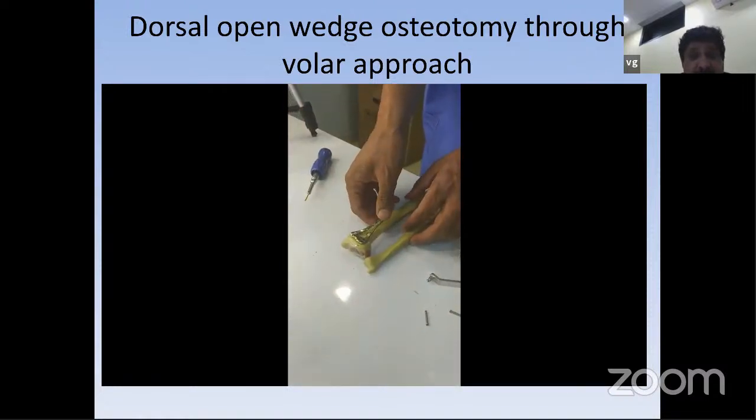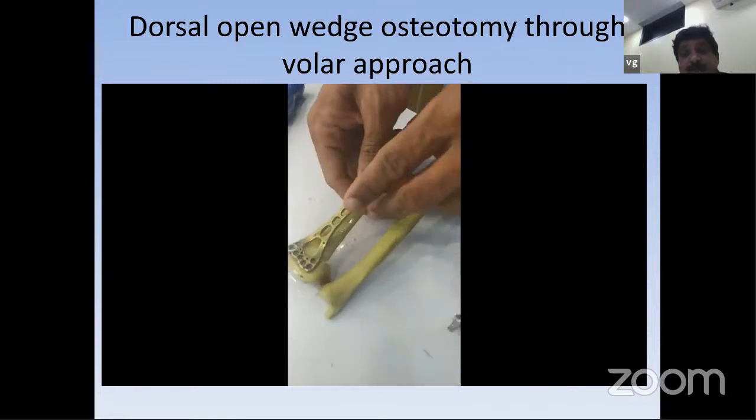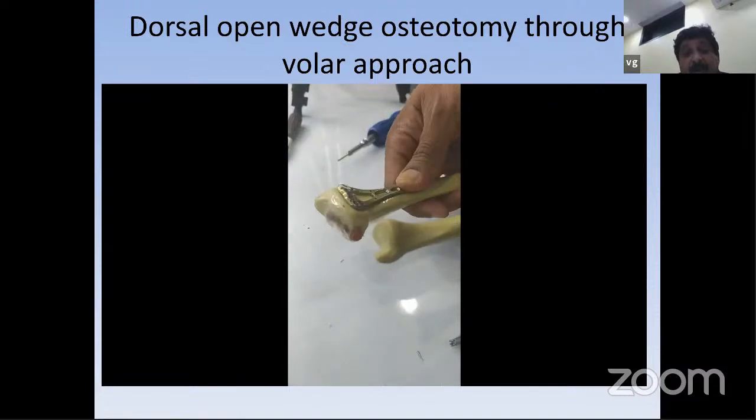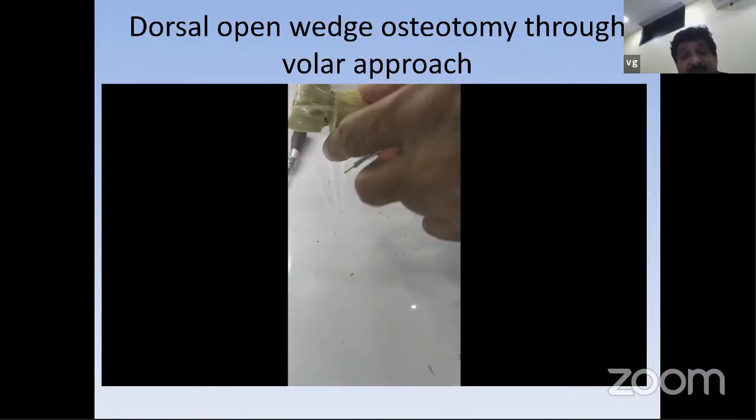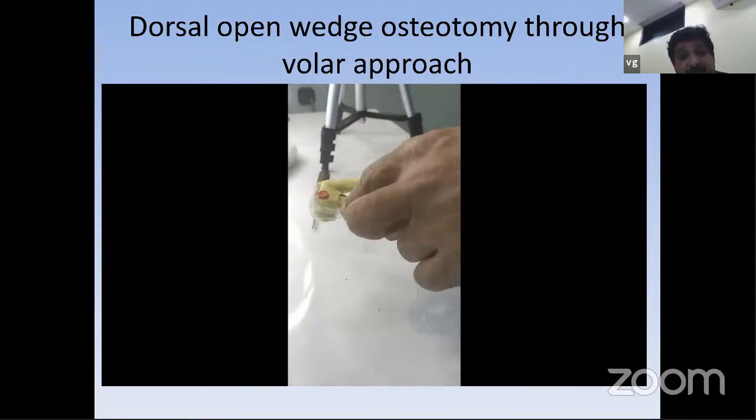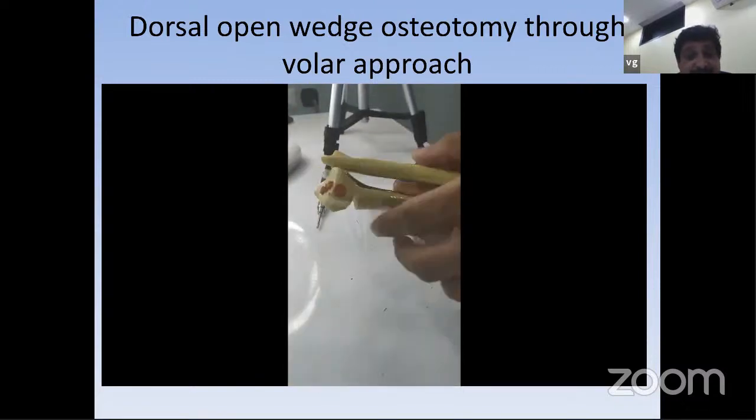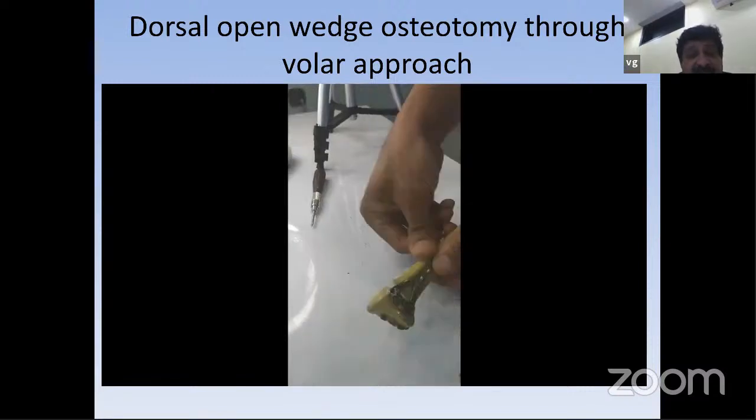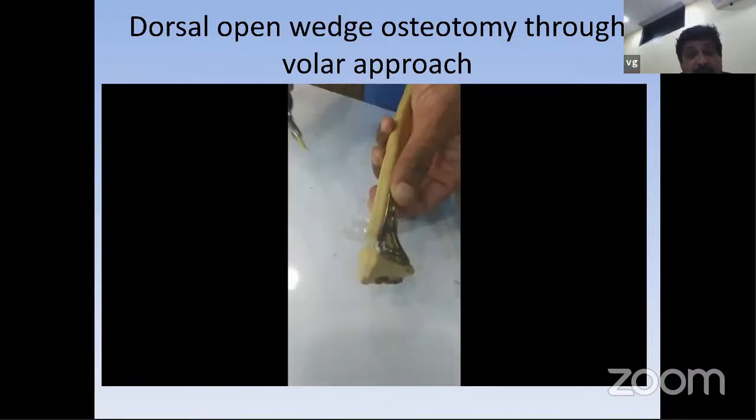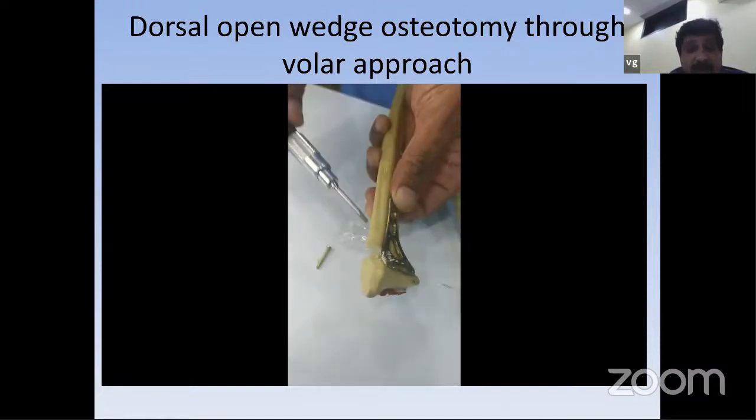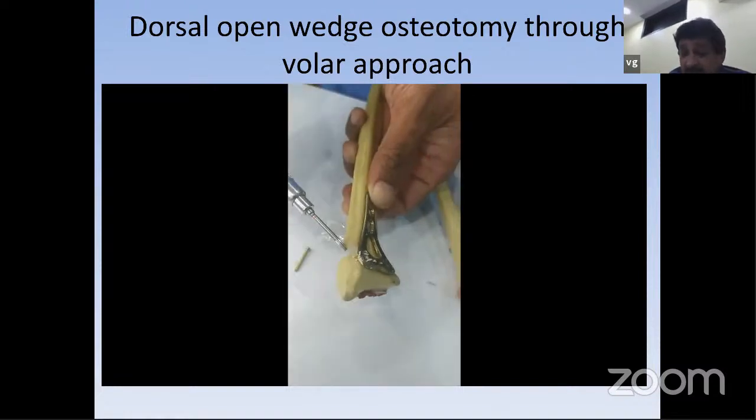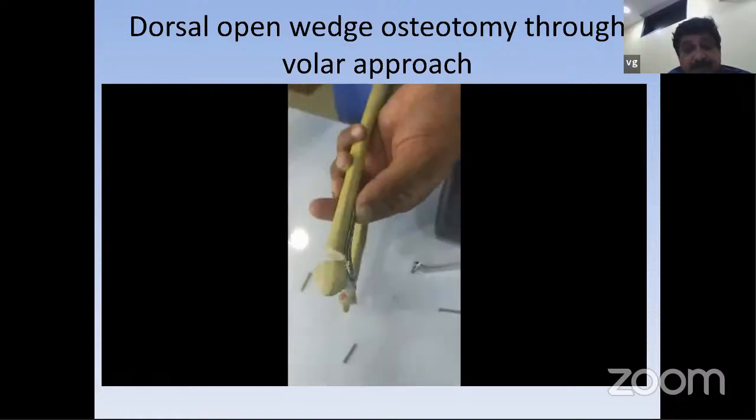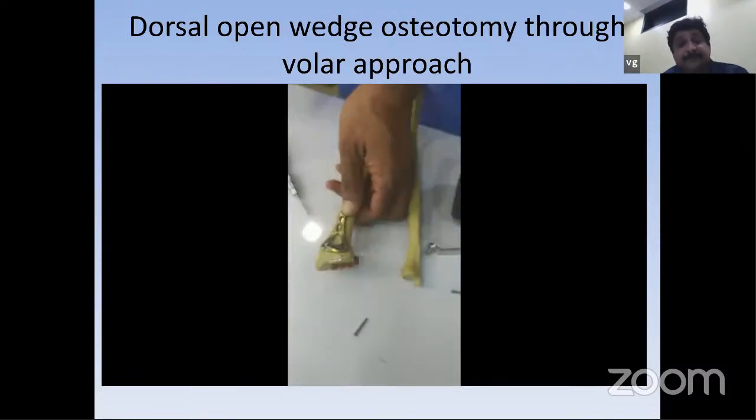And then you can remove the screw which was for the height, and then you press. Once you press, you can see an opening wedge osteotomy on the dorsal side. On the lateral side also there's an opening, because what you did was you dialed your plate laterally. So this is how to do the osteotomy.